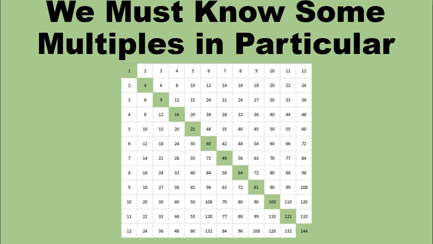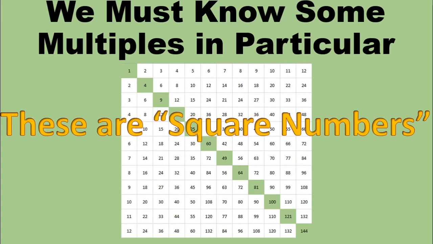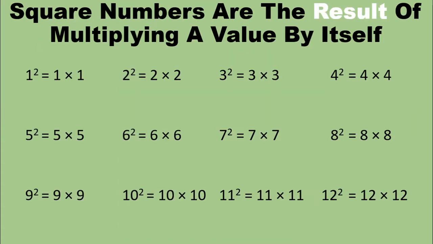And those are the ones that go down the diagonal here. Do you know what those are called? I hope the title gave it away for you. These are our square numbers because they're the result of multiplying a value by itself. You should know your square numbers fairly well. If you don't know them, you should be able to do these multiplications quickly without a calculator.